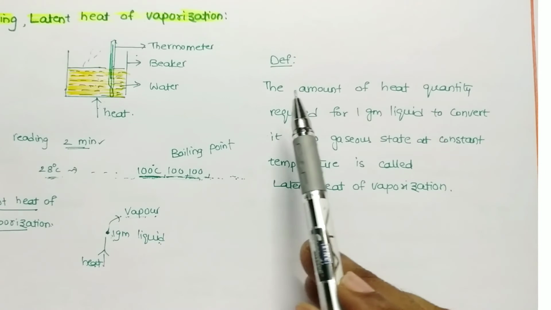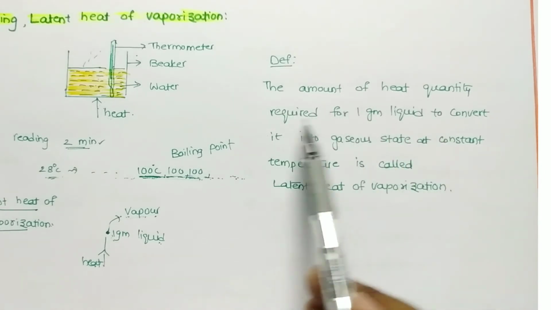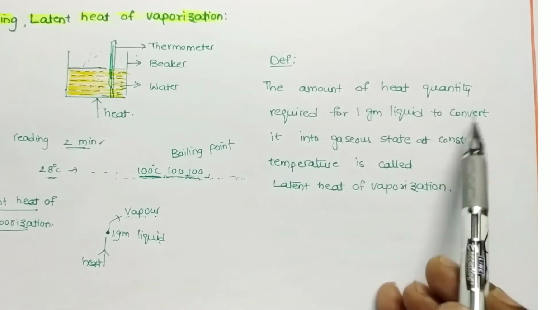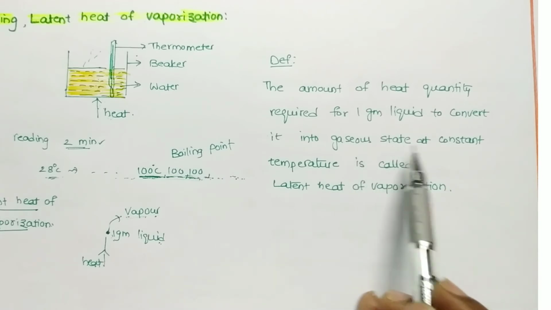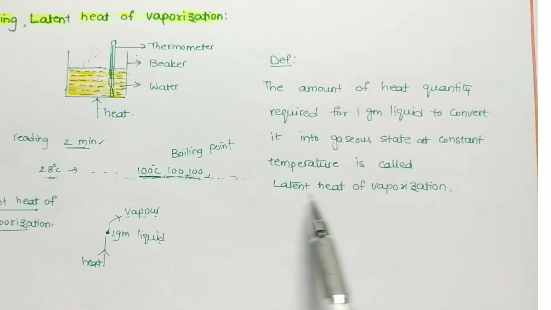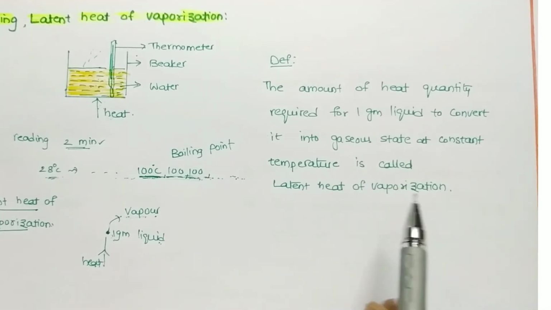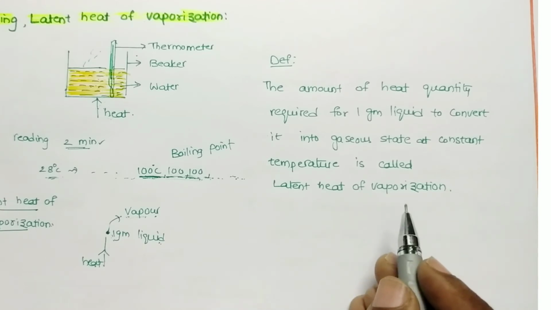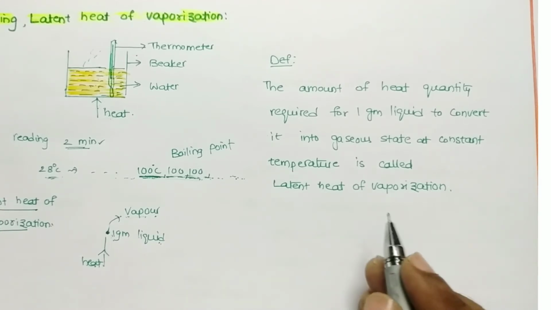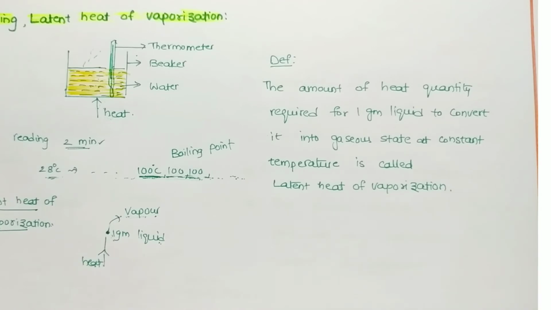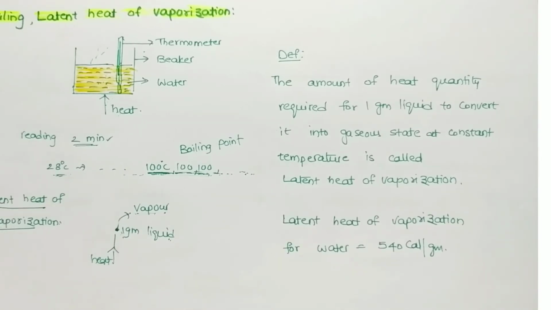So the definition can be written as the amount of heat quantity required for 1 gram liquid to convert it into gaseous state at constant temperature is called latent heat of vaporization. When coming to latent heat of vaporization of water, it is 540 calorie per gram. So latent heat of vaporization for water is equal to 540 calorie per gram.